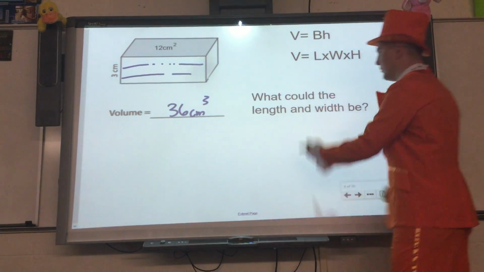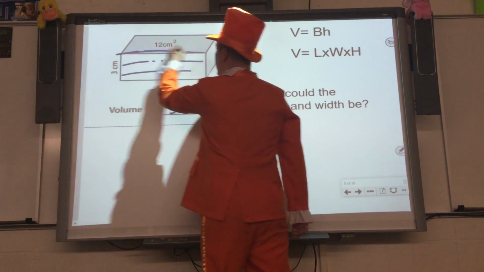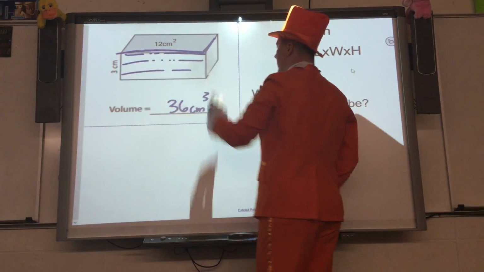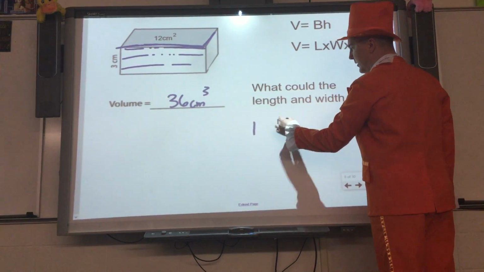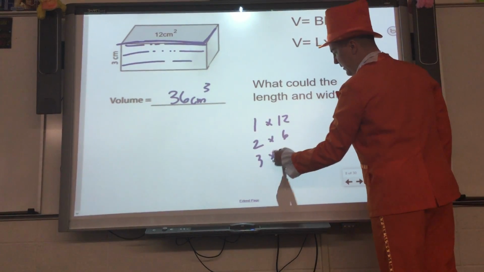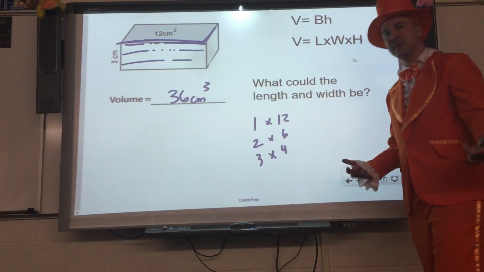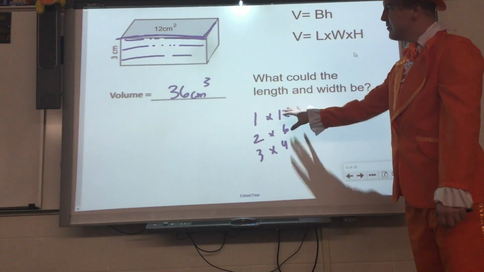Now, when I go to this, what could be the width and the length? What 2 numbers could we use to get 12? What two numbers could we multiply to get 12? Well, if I think about this, I get 1 times 12, 2 and 6, and 3 and 4. Now, you could use halves and fractions and things like that. That's a possibility. But for the most part, we use whole numbers.